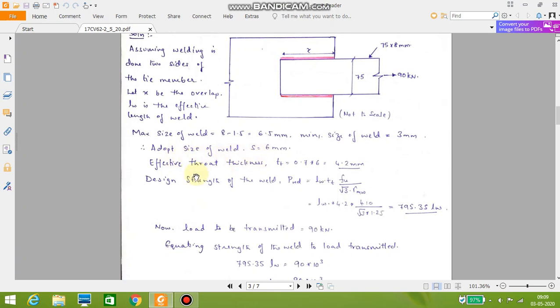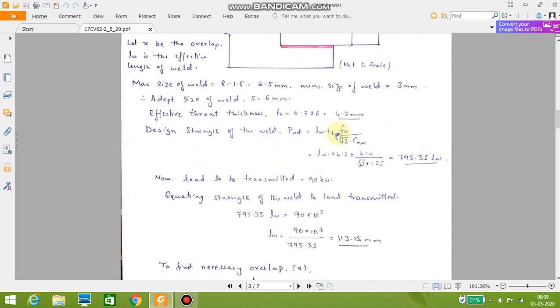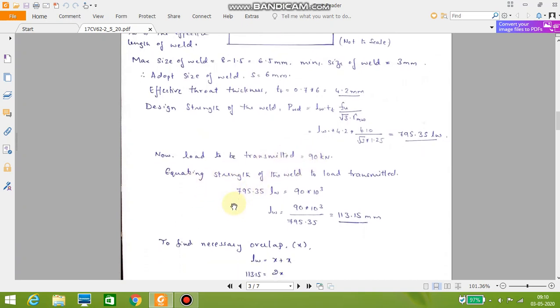Now let us also calculate effective throat thickness. The effective throat thickness is given by TT equal to 0.7 into 6, which works out to be 4.2 mm. Now design strength of the weld PWD is calculated by using this formula. We know this formula works out to be 795.35 Lw. Now the total load to be transmitted equal to 90 kilonewton. Let us equate the load to the strength of the weld. We get length of the weld equal to 113.15 mm.